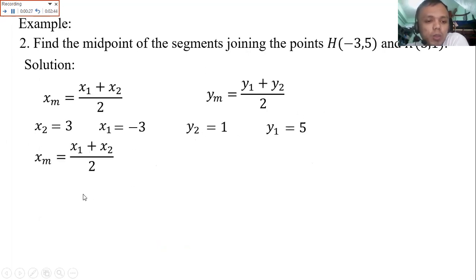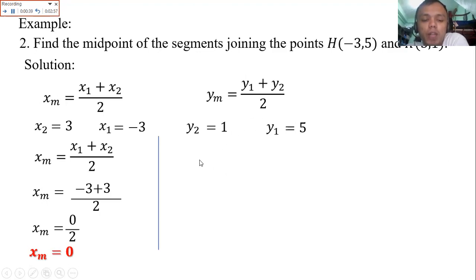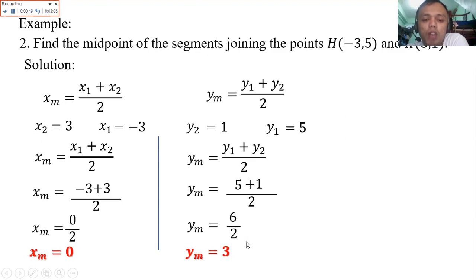Substitute. x sub 1, -3, plus x sub 2, 3, all over 2. So -3 plus 3, the signs are different but the numbers are the same, so automatically 0. Divide by 2, we have 0. Next, for the y coordinate, substitute your y sub 1, 5, plus y sub 2, 1. 5 plus 1 is 6. Divide by 2, then we have 3. The midpoint is (0, 3).